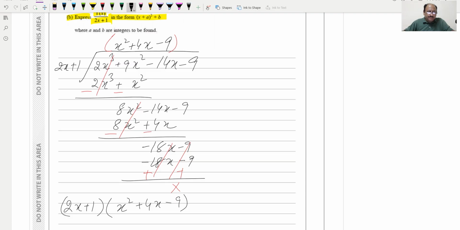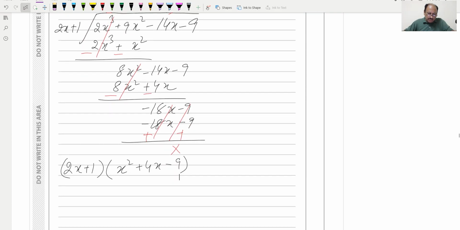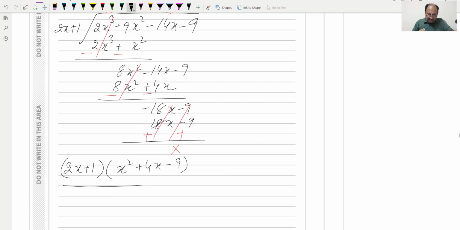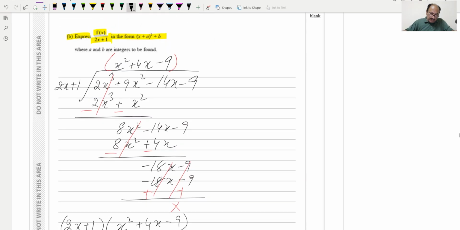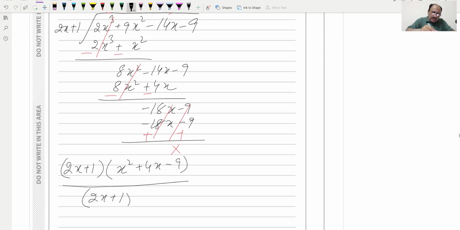Now they are saying express this. Okay, so f of x we have written like this, and this will be divided by 2x plus 1. This is what we have written. So after this cancellation we will be left with x squared plus 4x minus 9.